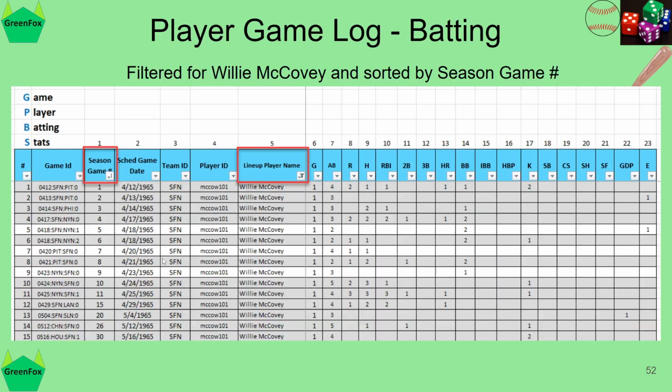So here's an example of looking at the batting player game log that I filtered for Willie McCovey. So you can see here I have his name chosen. You can see this little filter here. So I chose Willie McCovey. Then I have it also sorted by the season game number. So it's kind of like his personal game log where you can see how he's doing.